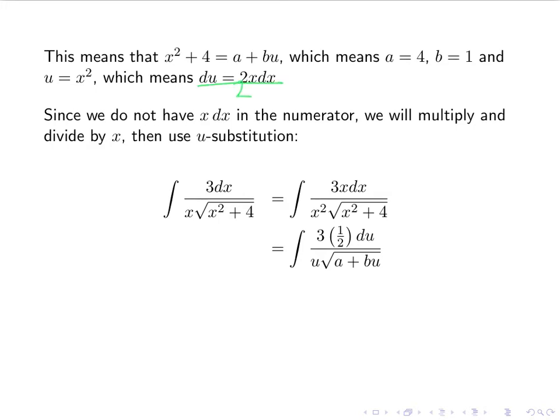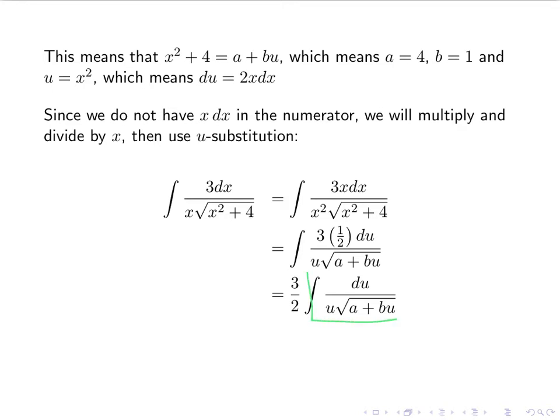x dx is 1/2 du. So again, we're going to divide both sides of that by 2. And so that gives us our numerator. X squared is u. And then our radicand is a plus bu. We'll pull out the 3/2.